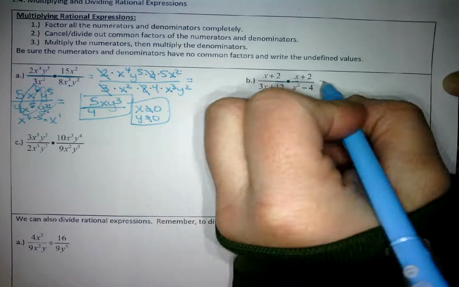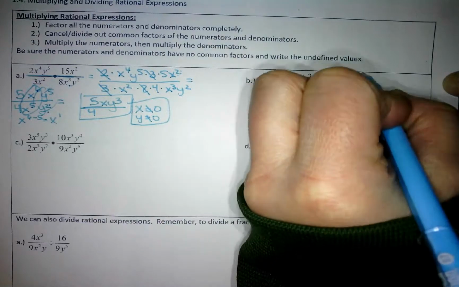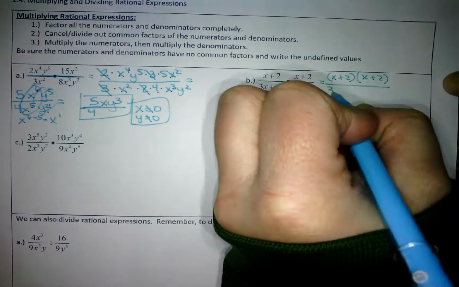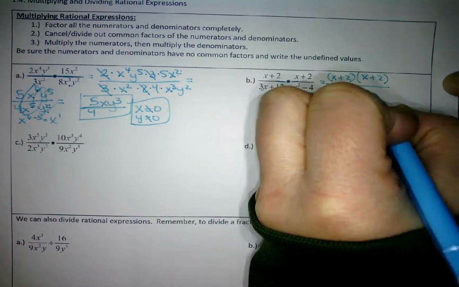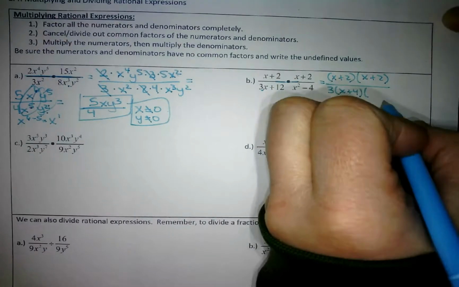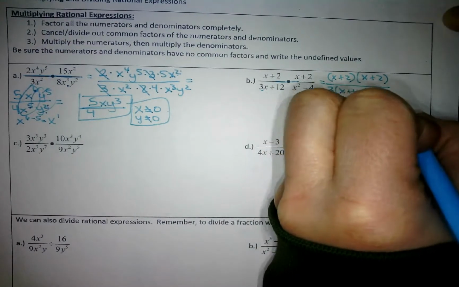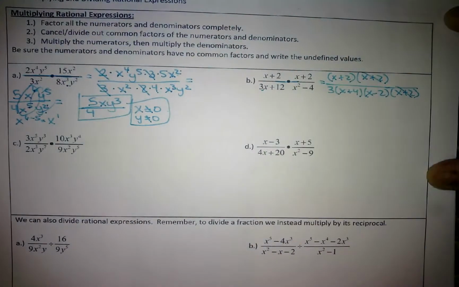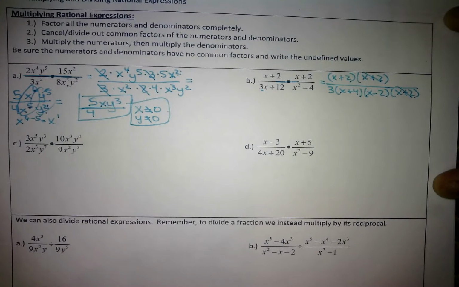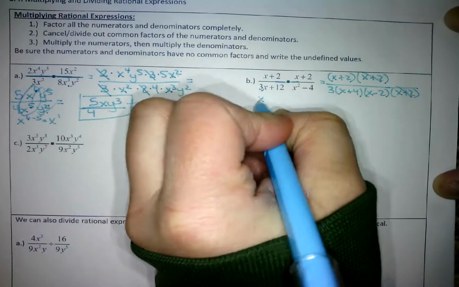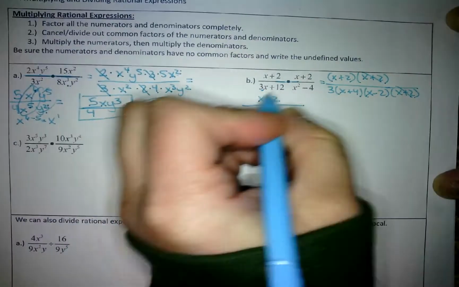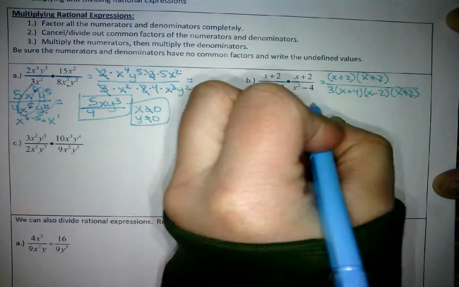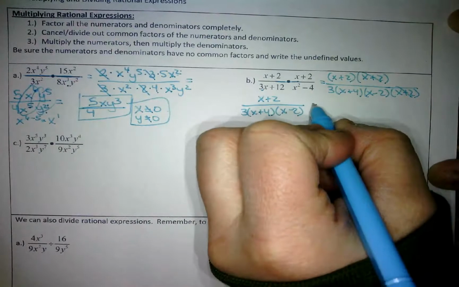Okay, so for this next one, I have my x plus 2, I have x plus 2. But now I need to factor this. So I can pull a 3 out and I'm left with x plus 4. And x squared minus 4 is a difference of squares, so that's going to be x minus 2 times x plus 2. Now I'm going to cancel everything I can. And that's all I could cancel in this case. So now I'm going to be left with x plus 2 over 3 times x plus 4 times x minus 2.